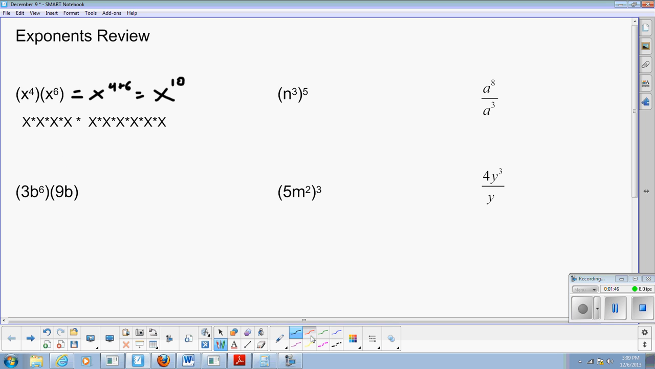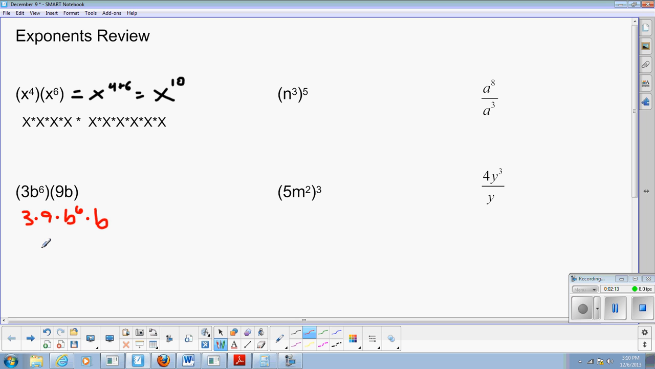A similar problem like that is the one directly below here. On this problem, you'll see I have 3b to the 6th times 9b. When you have numbers written this way, we must rearrange the numbers. This is all multiplication. The commutative property says I can rearrange this to multiply them. So I would rearrange this to 3 times 9 times b to the sixth times b.